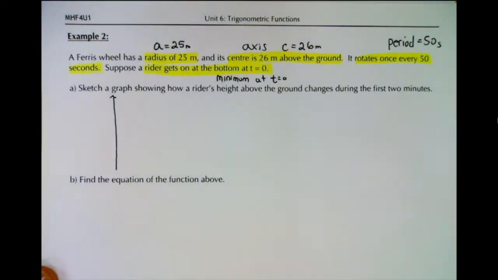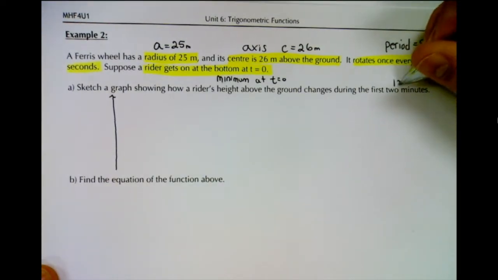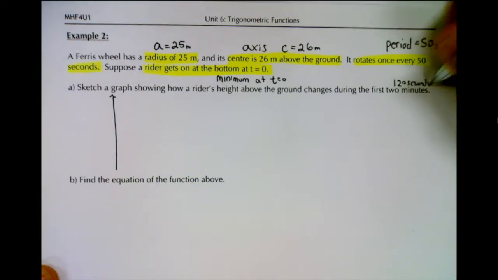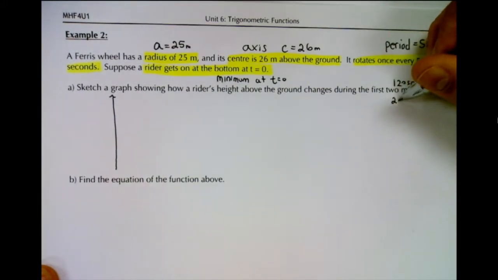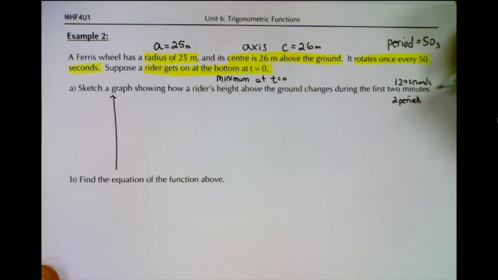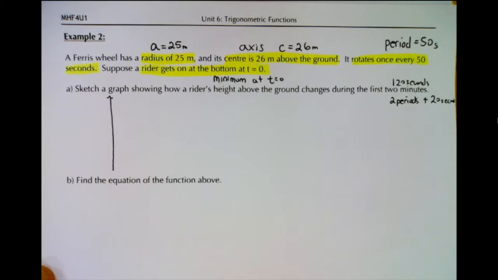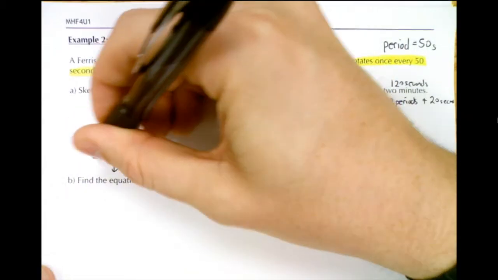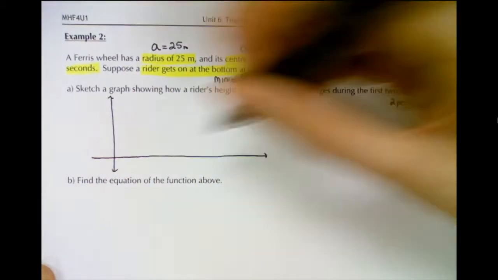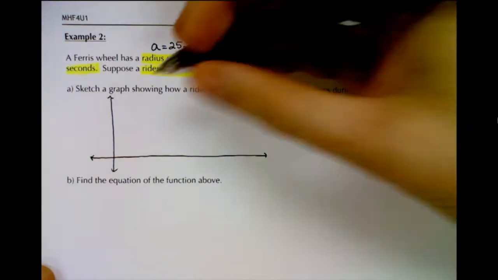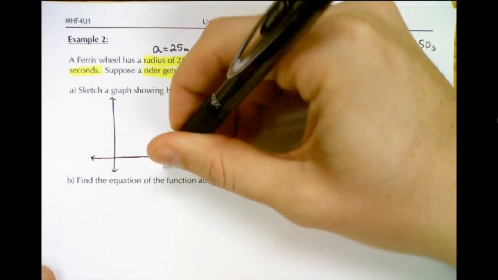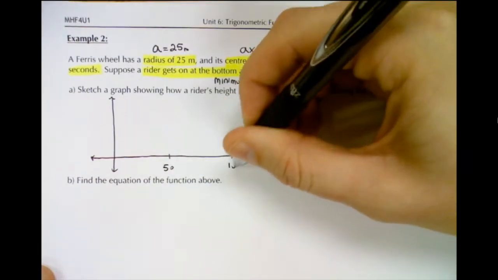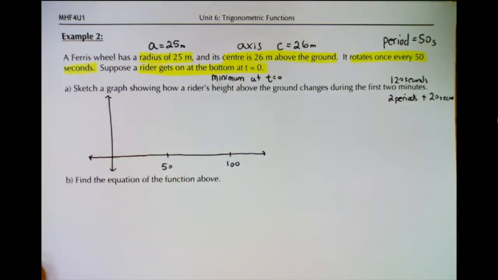And we want our sketch in the first 2 minutes. 2 minutes is 120 seconds. So it wants 2 periods, which is 100 seconds, plus another 20 seconds. So we want to go a little bit past 2 periods. The question would have been better if it was just 2 periods or 100 seconds, but we'll work with it and we'll approximate the rest of the graph here. So here's my scale. We're going to go up by 50s and 100s so we can kind of use the period to sketch our graph here, and then we'll continue it a little bit to get our 120.